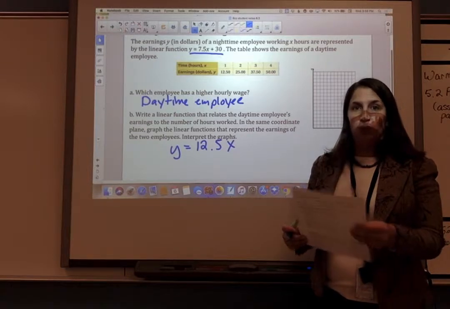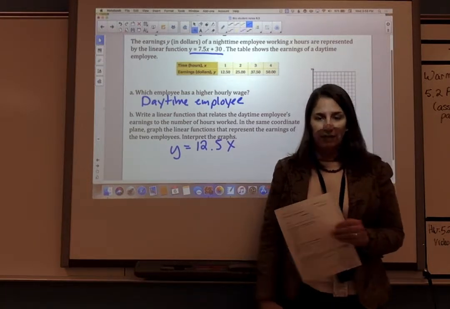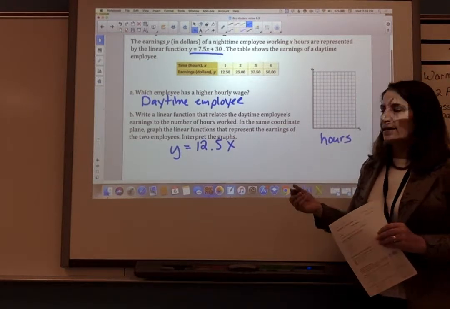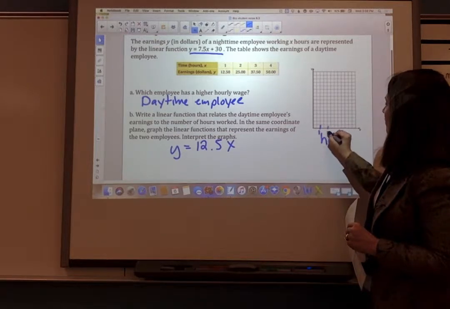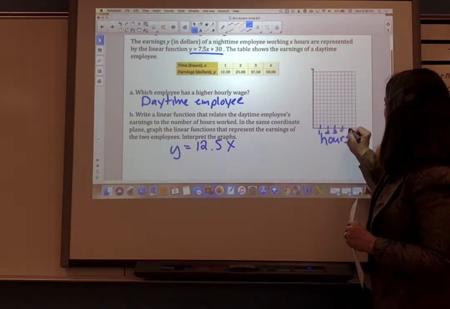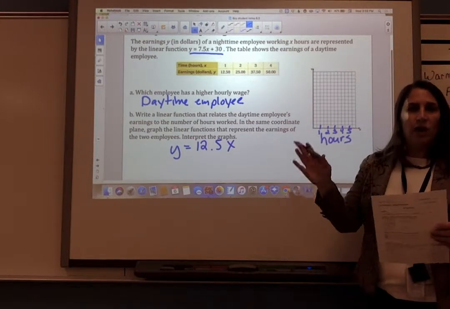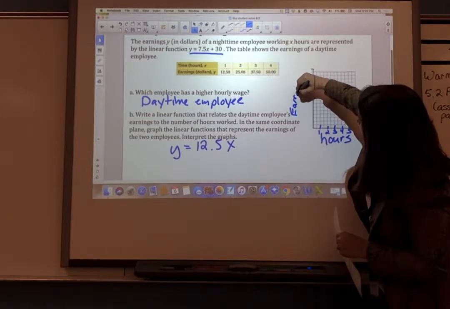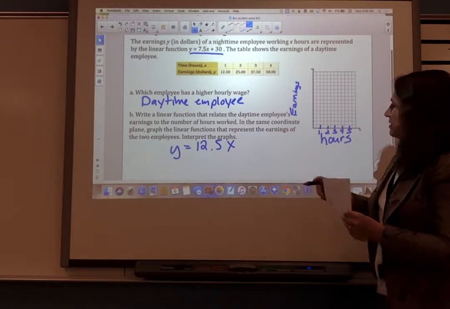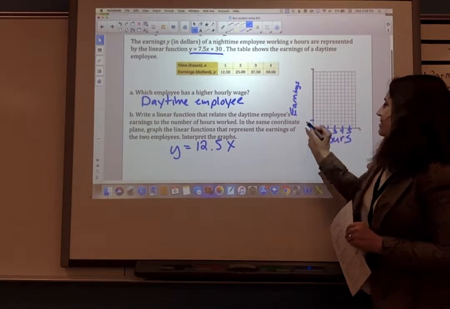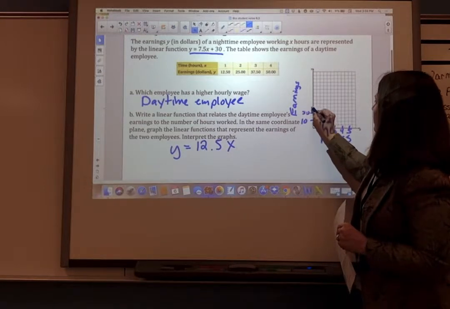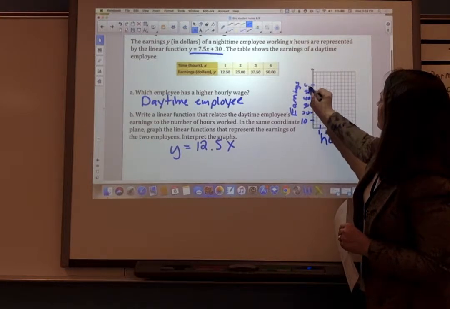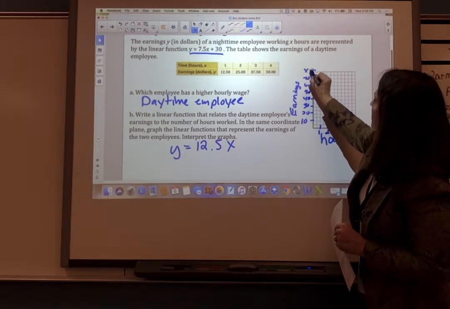So let's go ahead and graph both linear functions in the same coordinate plane. We want hours down here as our dependent variable. Let's go ahead and count by ones, but I'm just going to label every other. Then our y-axis, our output, is going to be our earnings. Every other mark will count by $10. So 10, 20, 30, 40, 50, 60, 70, 80.